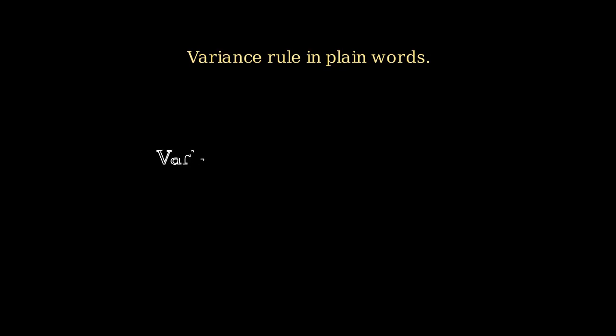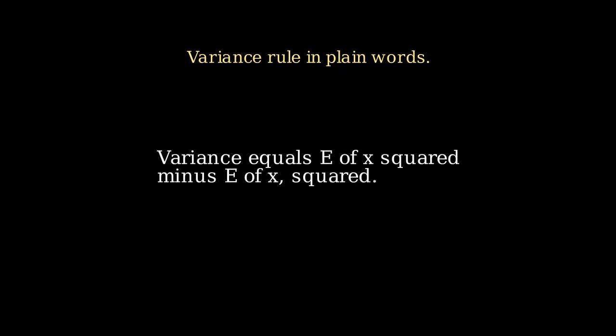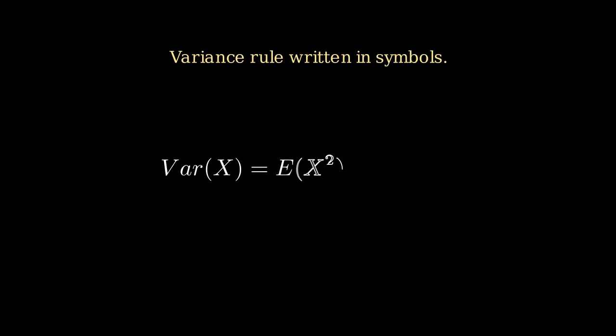Next, let's state the rule for variance in plain words. The variance equals the expectation of x squared minus the expectation of x, squared. Now let's write that rule in symbols. Variance of x equals expectation of x squared minus open bracket expectation of x close bracket squared.